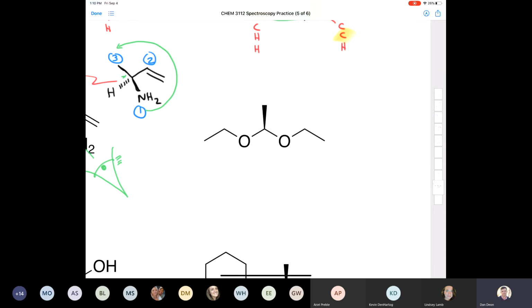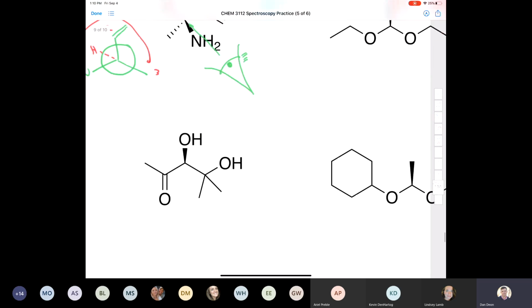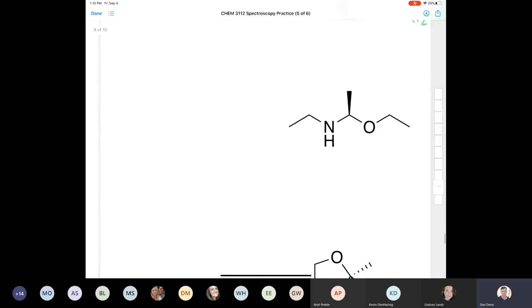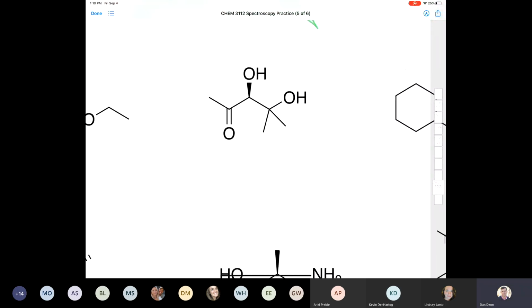Who can tell me what the stereochemistry is in this diether here? Andrew says no. That's right. Perfect. No chiral centers. Nothing is chiral in there. That's an achiral molecule. What else? I like the ones that are tougher.